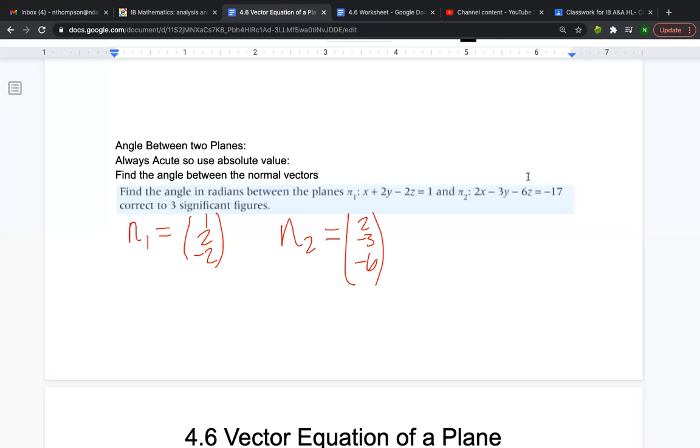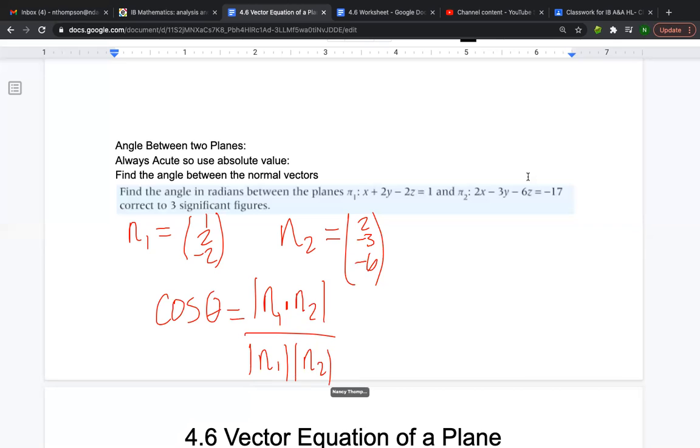From here, all you have to use is your angle between two vectors formula from a couple days ago. So that formula, again, just to remind you, is cosine theta equals the absolute value of vector 1 dot vector 2 over magnitude of normal 1 times magnitude of normal 2. So in this case, you should end up getting that theta is equal to 1.18, 3 significant figures. I'm not going to sit here and do the math for you. I think by now you should be capable enough.